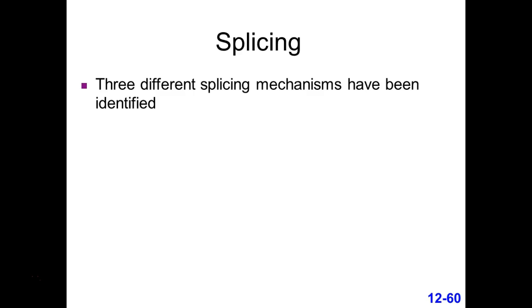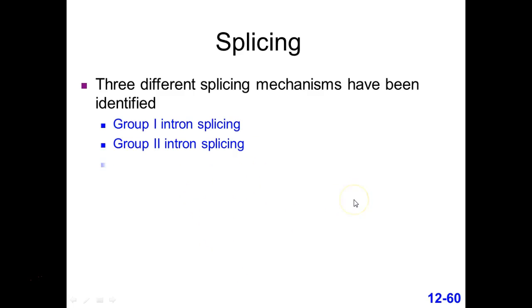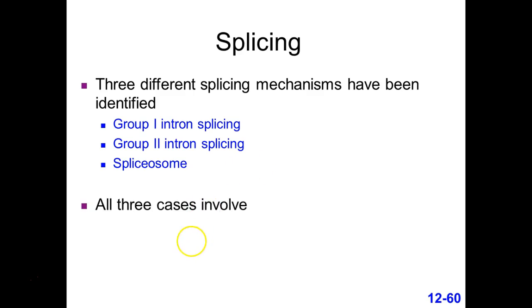Now we can get the actual sequence for the DNA, get the sequence for the messenger RNA, and then match up and see what's actually in the DNA as opposed to what is actually in the messenger RNA. And you will see these segments that are in the DNA code but don't end up in the messenger RNA, those intervening sequences. There are 3 different splicing mechanisms that have been identified: group 1 intron splicing, group 2 intron splicing, and the spliceosome, which uses a set of enzymes that work in conjunction.